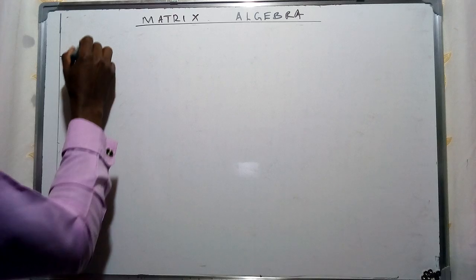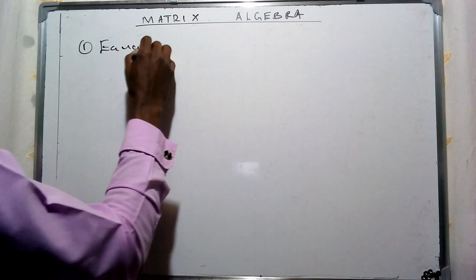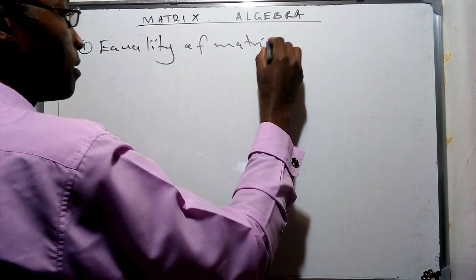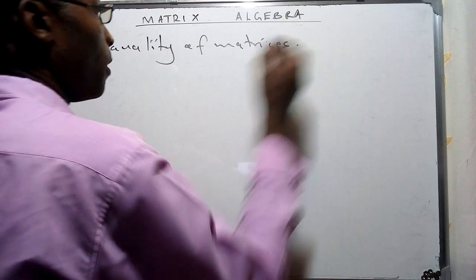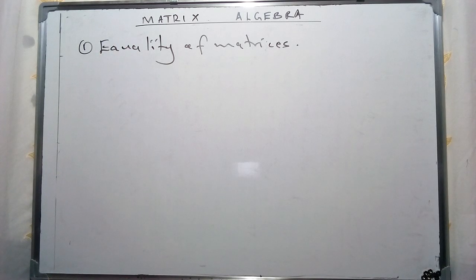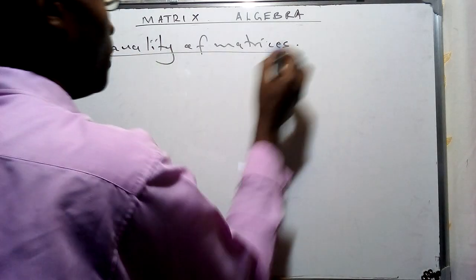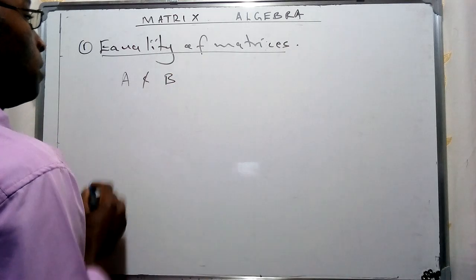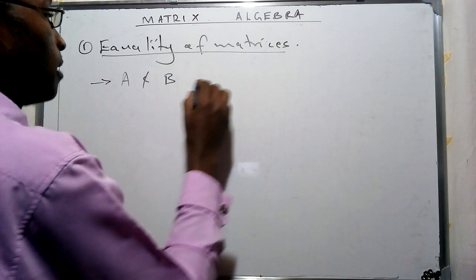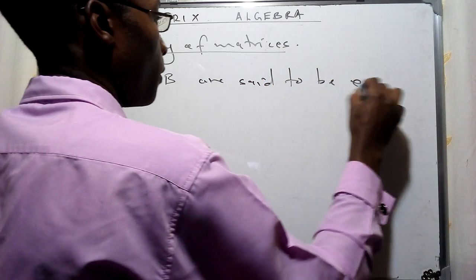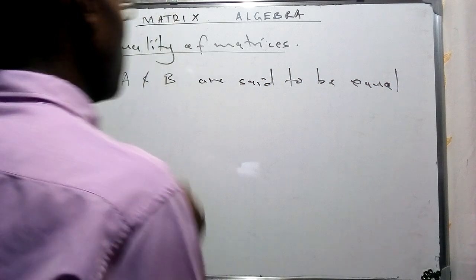So we are going to look at the concept of equality of matrices, and this is going to assist us in identifying a way of showing that two matrices, which can be given as A and B, are equal. Now if we take those types of matrices as our general example, A and B are said to be equal if they are of the same size or order.